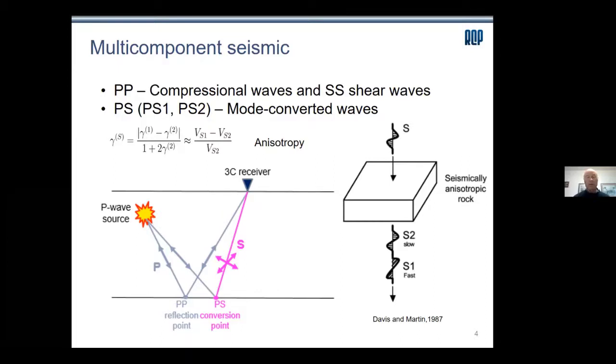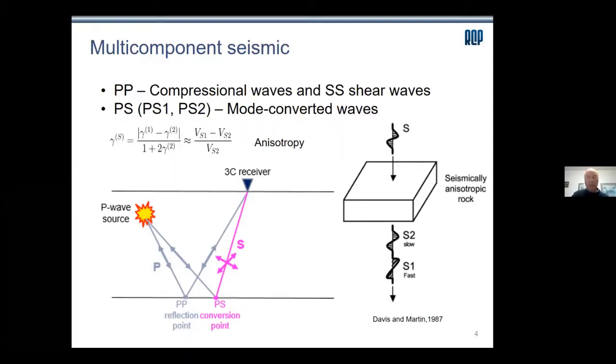And often they may not provide the entire information we need, but they're easier to acquire, and a lot of people do that. Now, for a long time, we've been working on measuring or observing anisotropy. And anisotropy is just the change in velocity with direction.